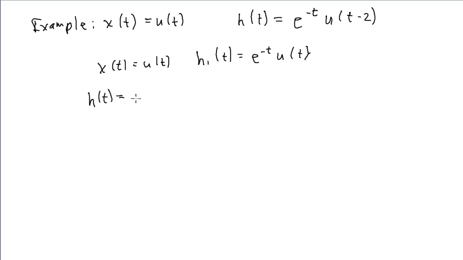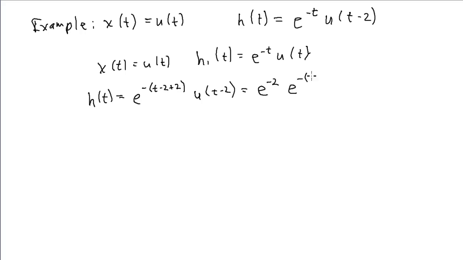I can write h of t as follows. I've got a t minus 2 in the argument of the u of t, and I need to get a t minus 2 here in the exponent too. So I'll do a little algebra trick: e to the minus, I'll write t minus 2 plus 2. Again, that's just adding 0. Then u of t minus 2. And I can pull this e to the minus 2 term out. That's just a constant, using the properties of exponentials.